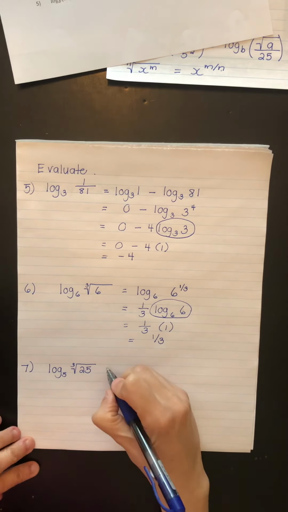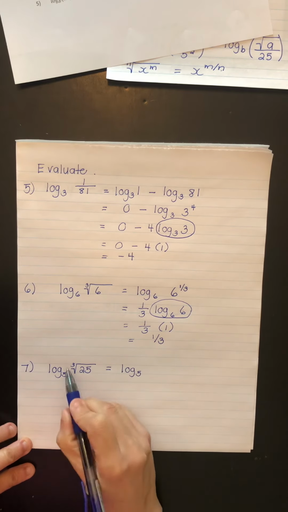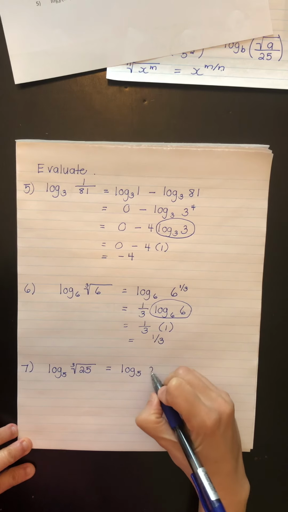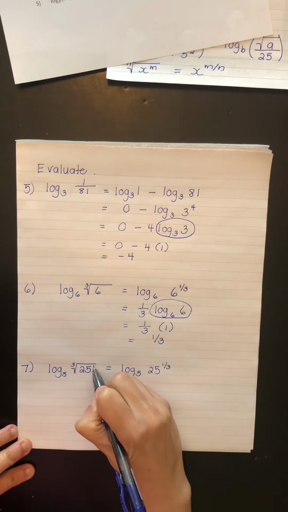Okay, one more like this. First step, eliminate the radical. This is 25 to the 1/3. Again, implied right here is a 1.